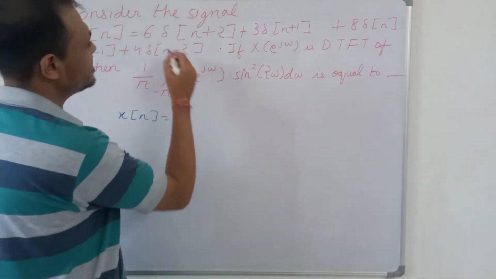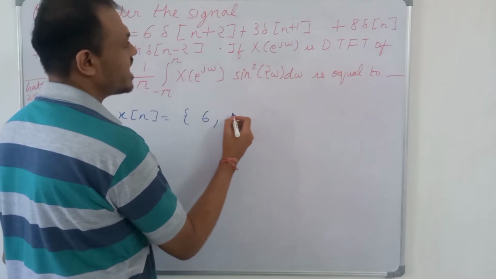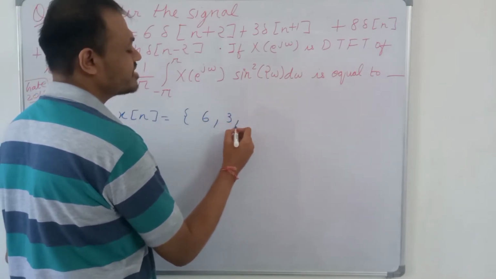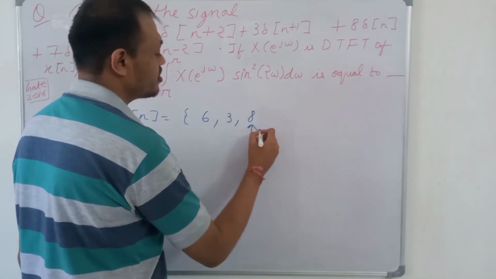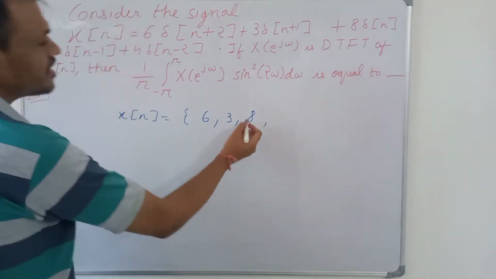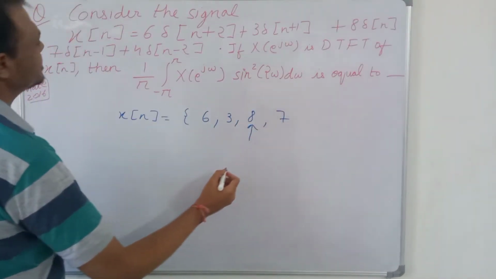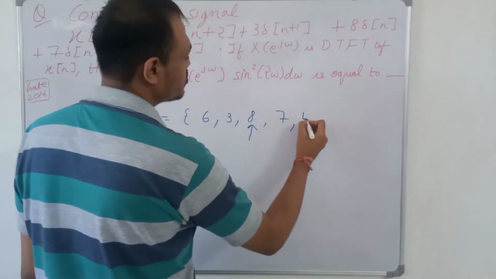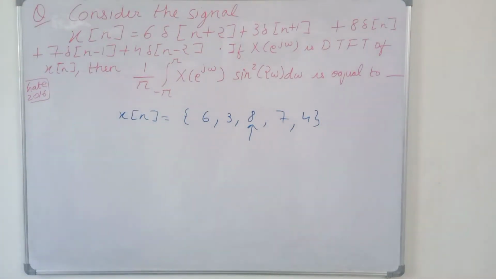X of n at n equal to minus 2 has the value 6, then at n equal to minus 1 the value is 3, then at n equal to 0 the value is 8. So it can be denoted like this. This is the origin. Then at n equal to 1 the value is 7, then at n equal to 2 the value is 4. So this is your discrete time signal x of n.